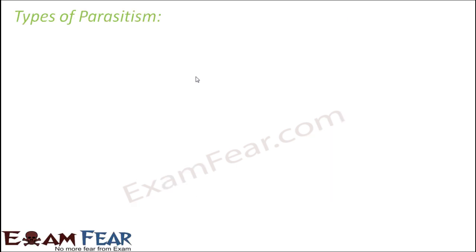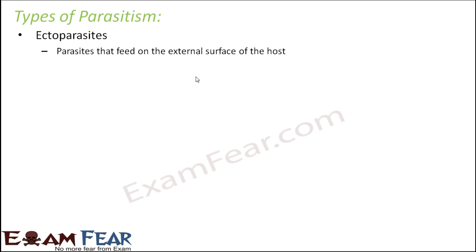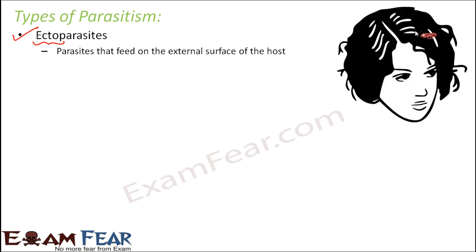Now, there are many different types of parasitism. So the first type is ectoparasite. Ecto means outside. So these parasites feed on the external surface of the host. So the example is that of the lice. Here it doesn't enter inside our body. So on the surface of our body itself, it gets what it needs. So that's an example of ectoparasite.